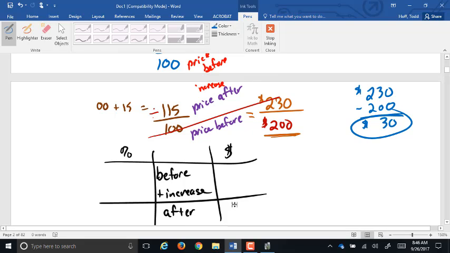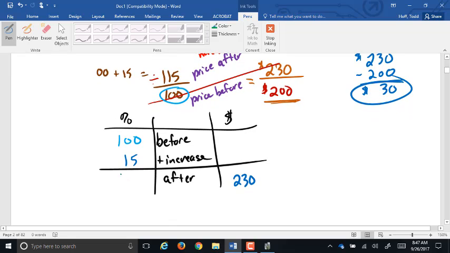We know that the after price in dollars was $230. We know that the increase was 15%. It looks like that's all of the information we have, but remember, we always have the 100. That's the before price. That's the starting amount, or initial amount. So from that, we can find, since it's plus an increase, 100 plus 15 is 115% represents the after. And what we're looking for here is the dollar amount of the increase. So this is what we're looking for.